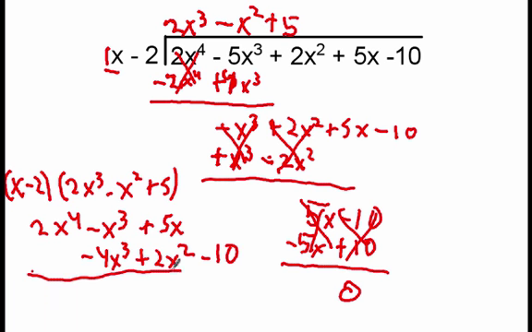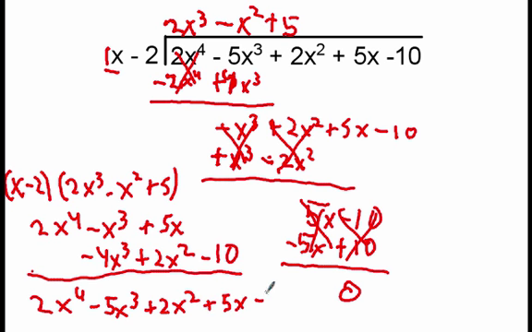Combine our like terms, we get 2x to the fourth minus 5x cubed plus 2x squared plus 5x minus 10, which is exactly what we had as our original numerator. So we know that we did our division correctly. So our answer is 2x cubed minus x squared plus 5.